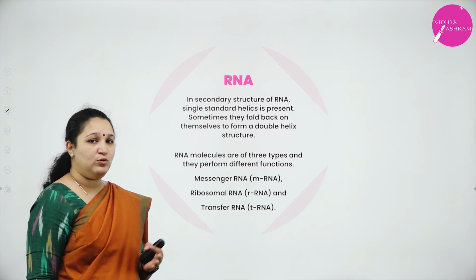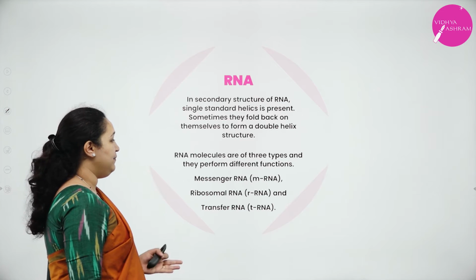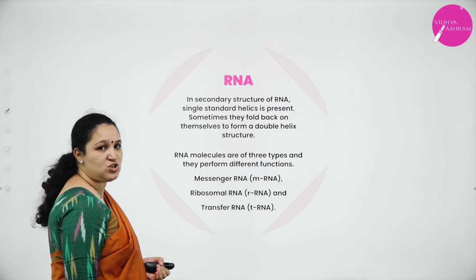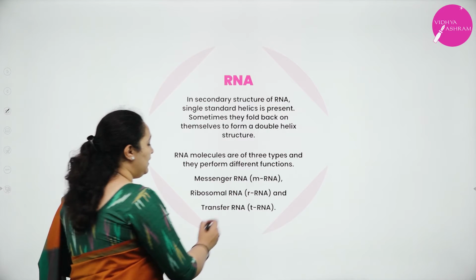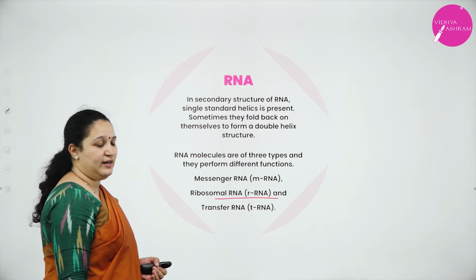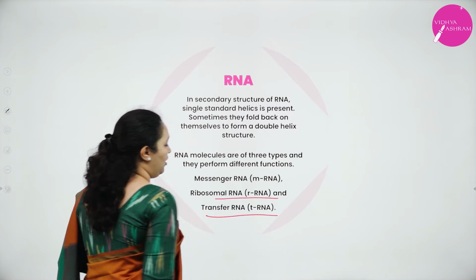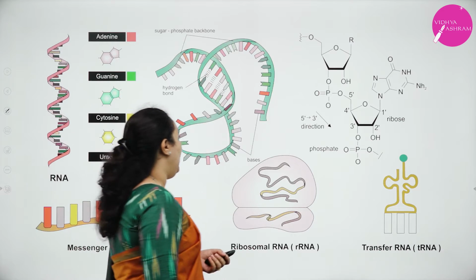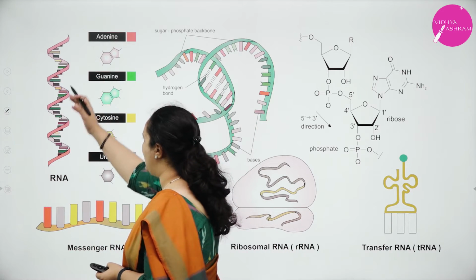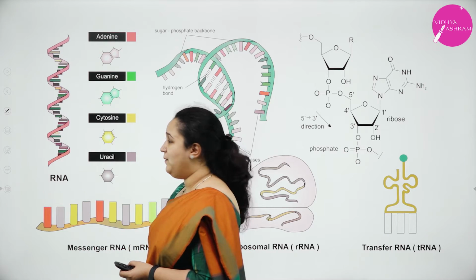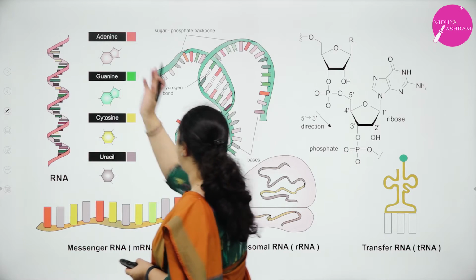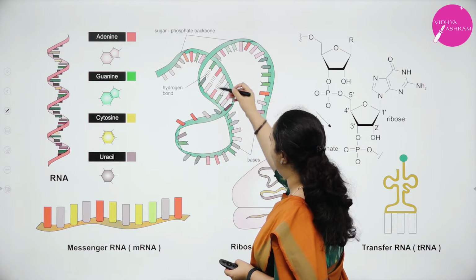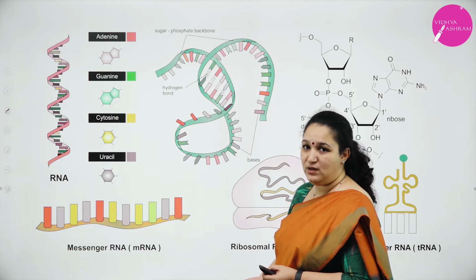They are also found in 3 different types depending on their function, that is messenger RNA which is called mRNA, ribosomal RNA which is called rRNA, and transfer RNA which we call tRNA. The structures are like this. I told you all RNA is a single stranded helical structure. These can fold themselves back, and in between them the hydrogen bond can be formed.